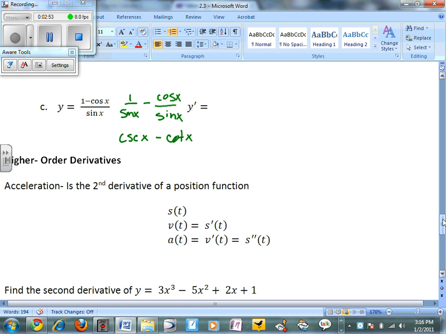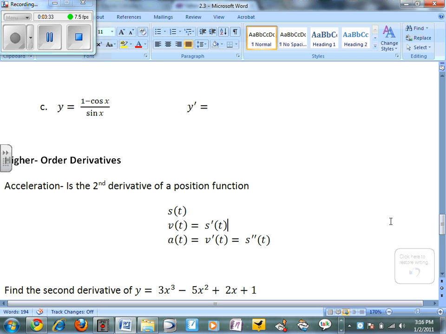We can take them separately. From our notes above, we know the derivative of cosecant x is negative cosecant x cotangent x. All right, and we know from up in our notes above that the derivative of cotangent is negative cosecant squared x, and this would be minus that. So in order to simplify, I guess, again, we could have cosecant squared x minus cosecant x cotangent x. And there's that derivative there for C.